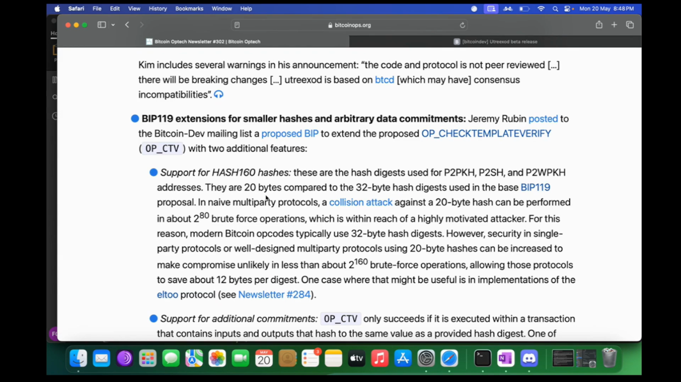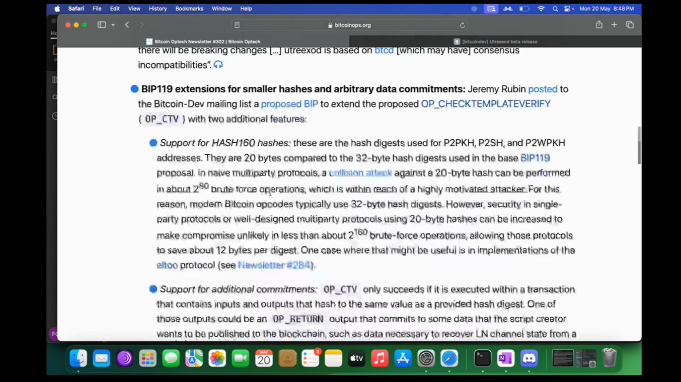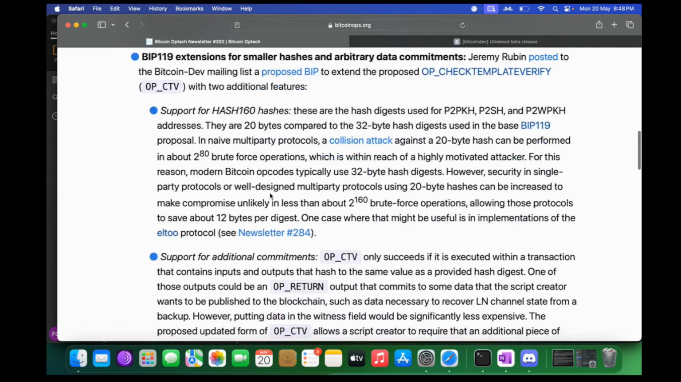Whatever is your input or output that you are binding the transaction to, whatever conditions you want to spend the transaction based on, those conditions are being proposed to be hashed to a hash 160. So you save 20 bytes, I mean you save 12 bytes, sorry. The possibility of a collision attack with 20 bytes is higher than with 32 bytes, but the trade-off is that you save 12 bytes.